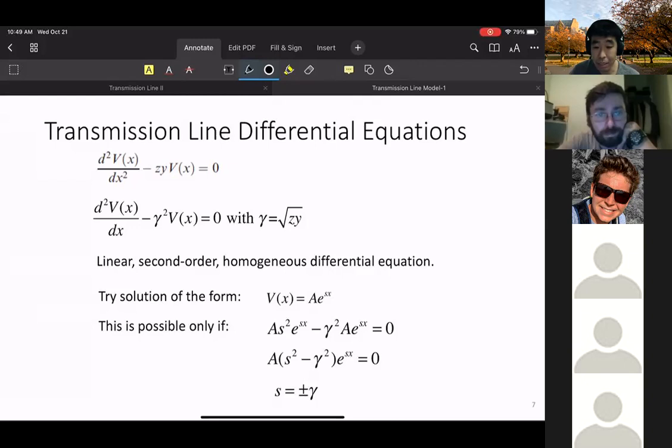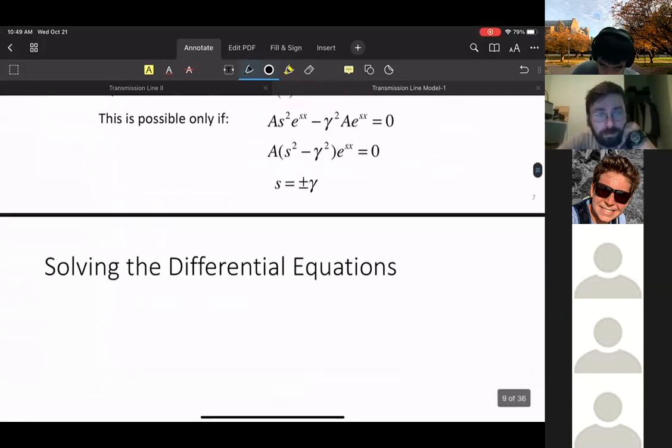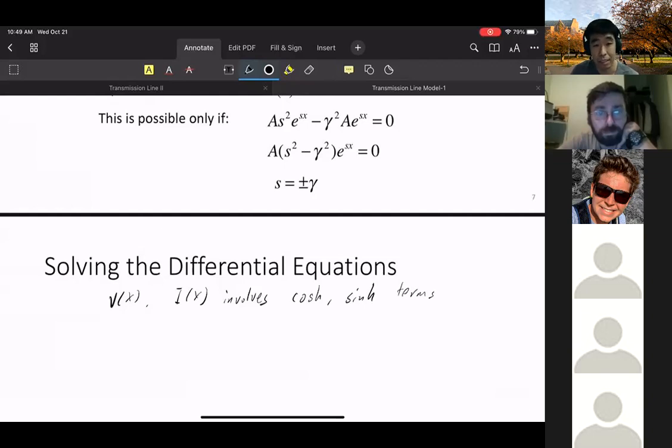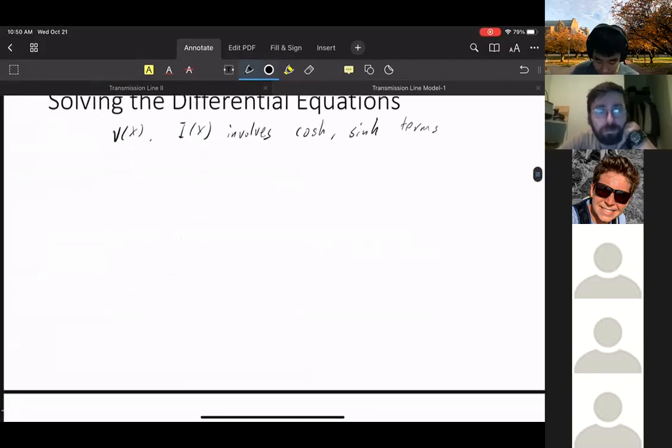What the solution ends up having to do with is cosine and basically hyperbolic sinusoids. If you try to solve this, all the equations Vx, Ix involve hyperbolic cosine and hyperbolic sine terms. So if you solve it, this will be what the solution is. We won't solve it, but just keep in mind that these are the terms that are associated with the solution.